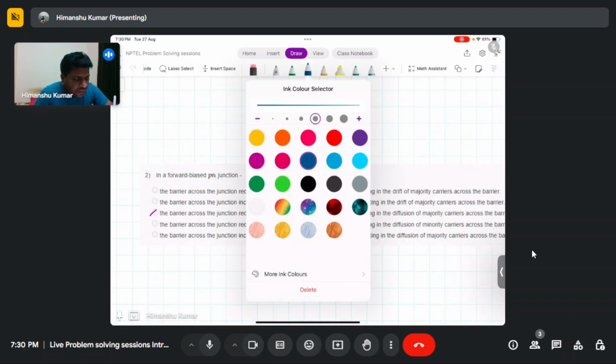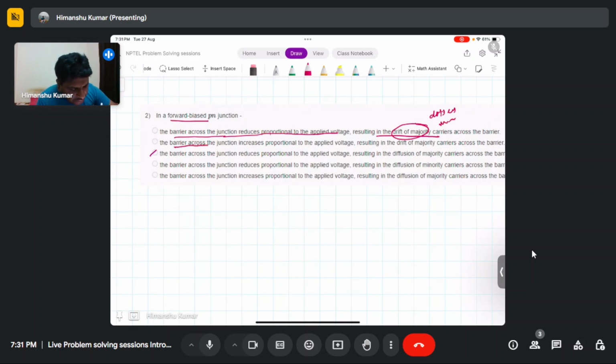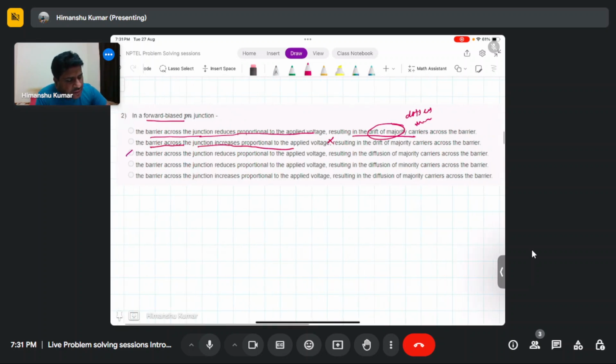Okay, let's move to the next problem. In a forward bias PN junction, the correct option is: the barrier across the junction reduces proportional to the applied bias, resulting in the drift of majority carriers across the barrier. No, this is not drift; it's the diffusion of minority carriers. The option that the barrier across the junction increases proportional to the applied bias is wrong. The option that the barrier reduces in forward bias, resulting in the drift of majority carriers, is also wrong.